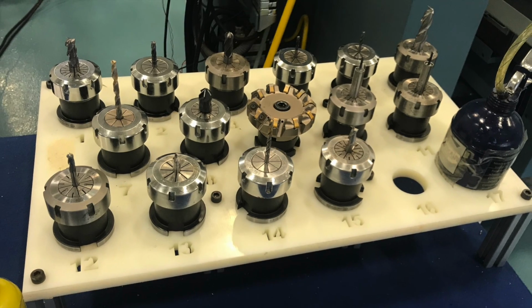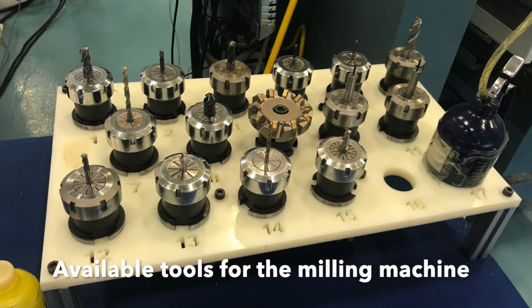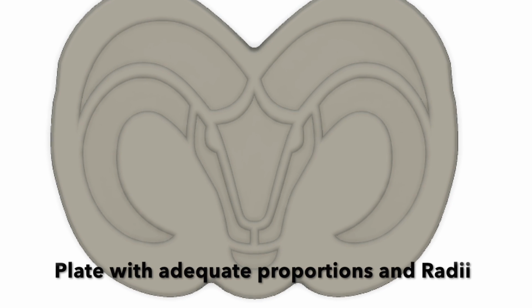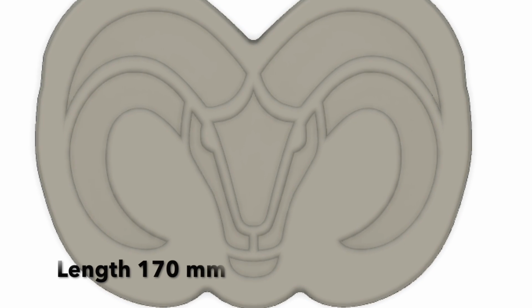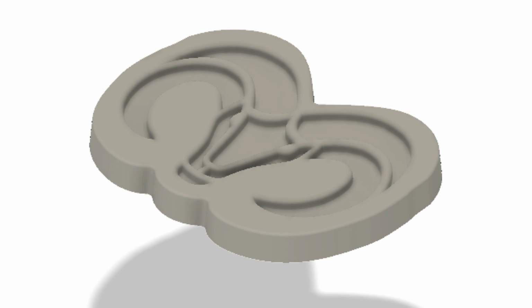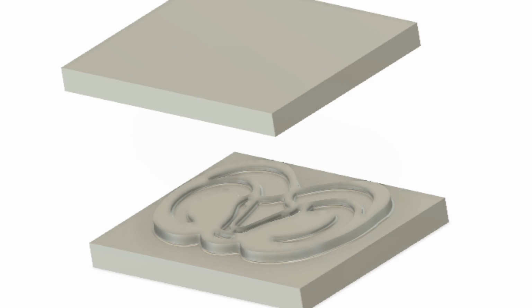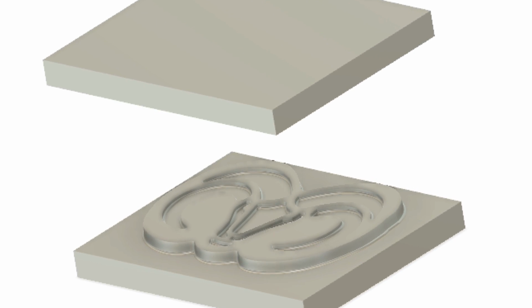Nevertheless, the product seemed too small and straight for the available tools, so the plate was scaled to a maximum length of 170 millimeters, width of 15 millimeters, and height of 127 millimeters. With the finished plate, the mold was generated.